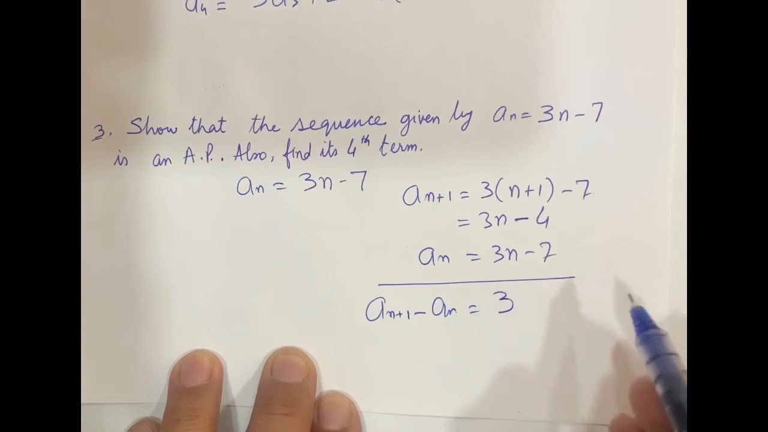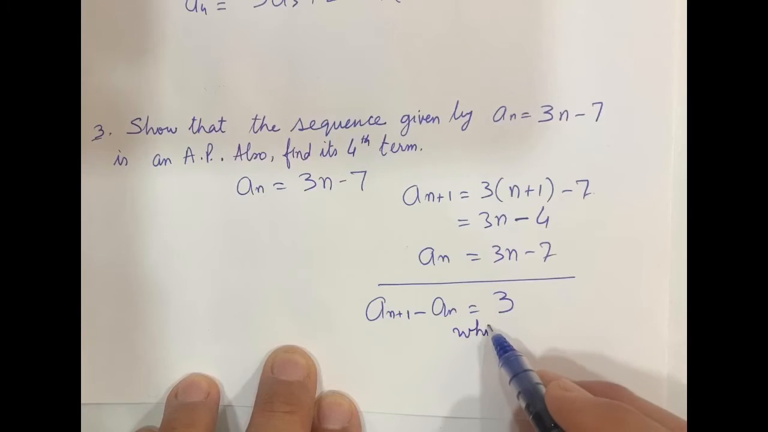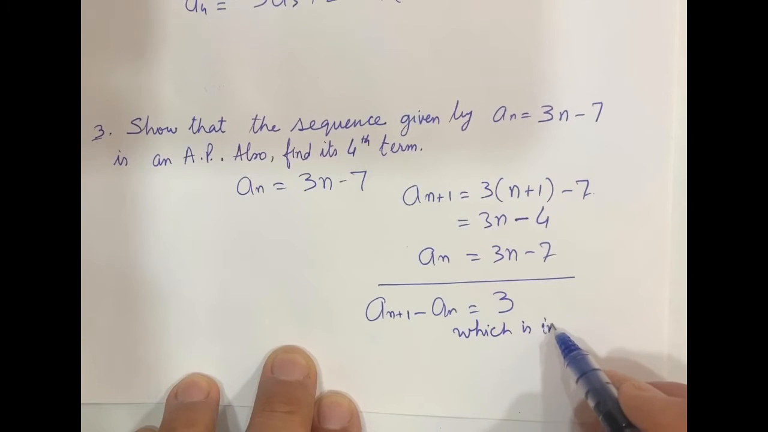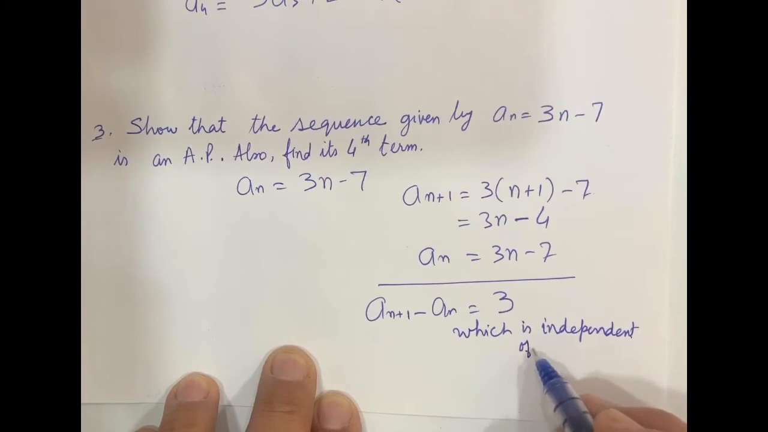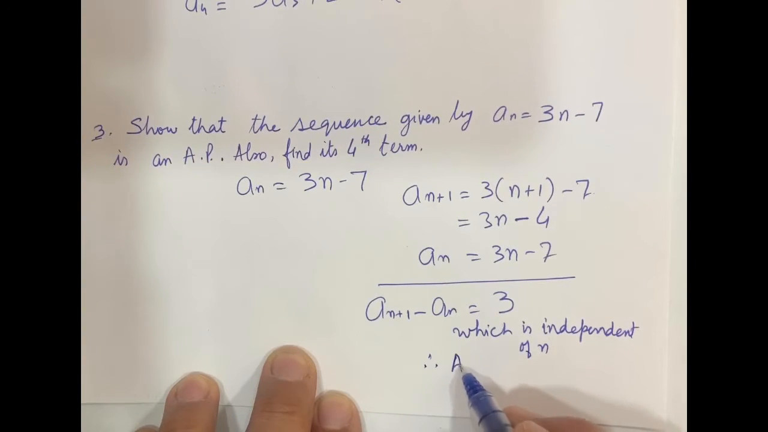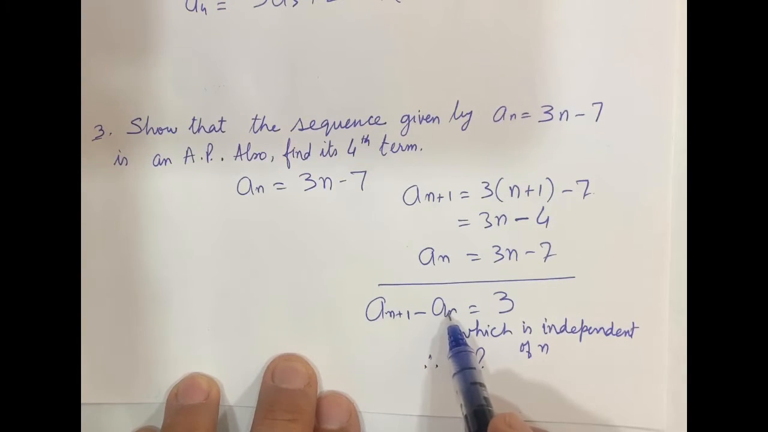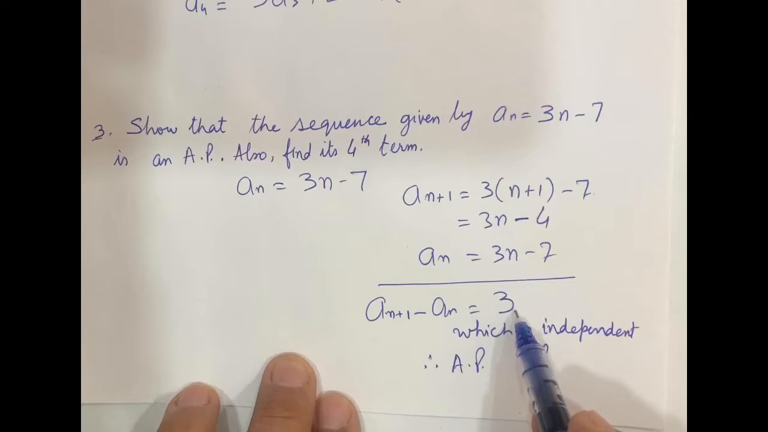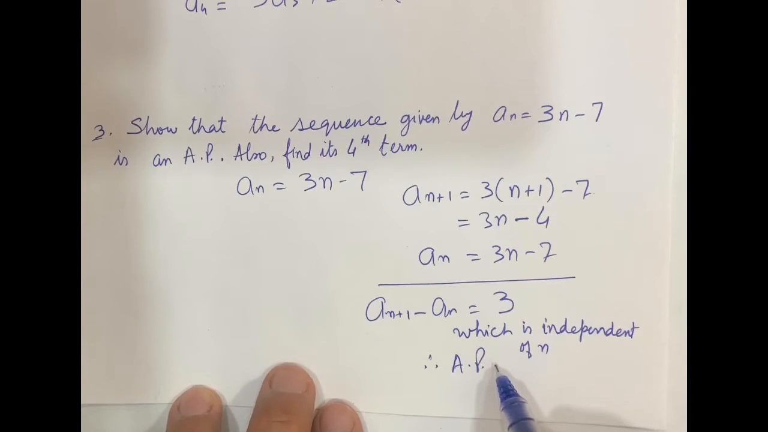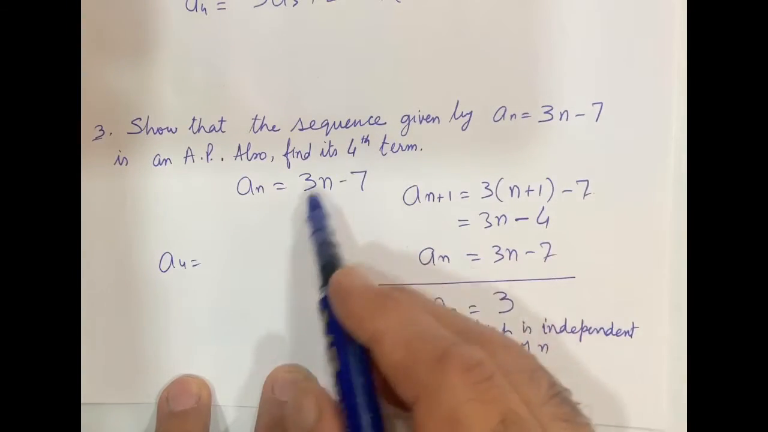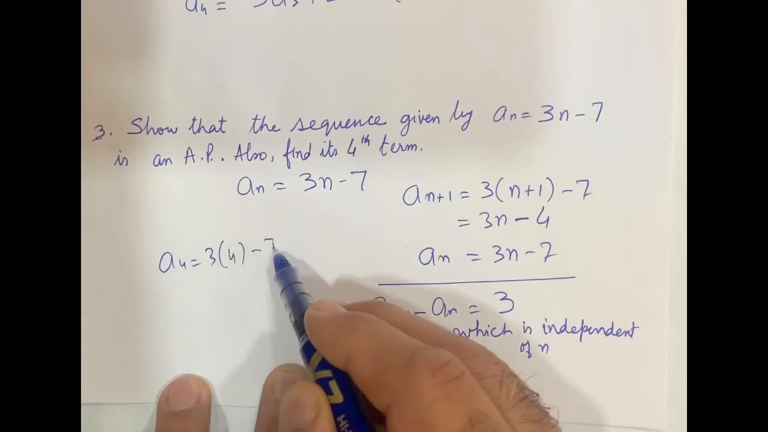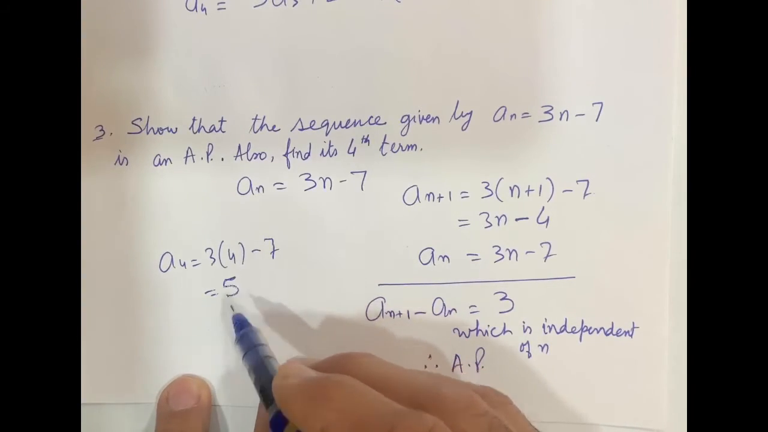This is 3. So we can say this is independent of n. Therefore, this is an AP. So in an AP, the difference of two consecutive terms is always a constant. That means it should not depend upon the value of n, which is the case here. Therefore, this is an AP. To find the fourth term, we put n is equal to 4 here. This is 3 into 4 minus 7, 12 minus 7. This is 5.